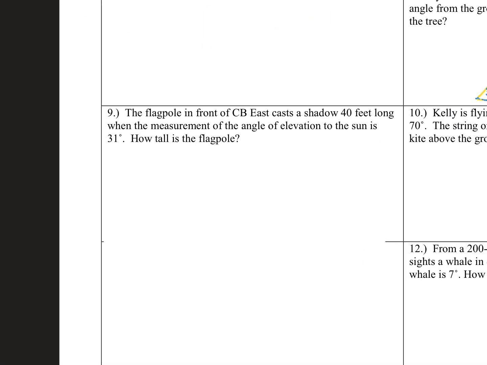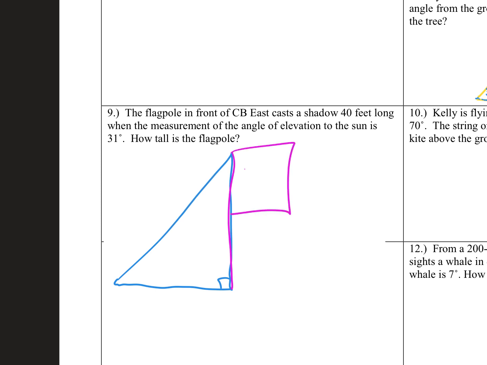All right, the flagpole in front of. All right, draw your triangle. Think about a flagpole, guys. Does a flagpole lay on the ground? No. Does a flagpole lean against something? No, your flagpole's right here. See the big flagpole? Okay. A flagpole casts a shadow 40 feet long. Where are shadows? Yeah, it's on the ground. It's the X value. 40 feet long is your shadow.